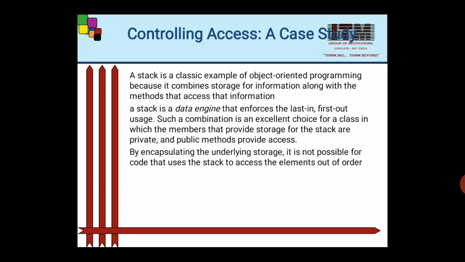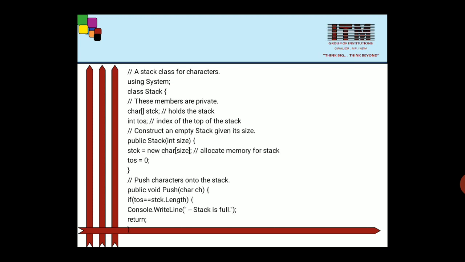For example, we create a class called Stack that implements a stack, and the underlying storage for the stack is provided by a private array. The push and pop operations are available through the public methods of the Stack class. The public methods enforce the last in first out mechanism. Here the stack class stores characters, but the same mechanism could be used to store any type of data.